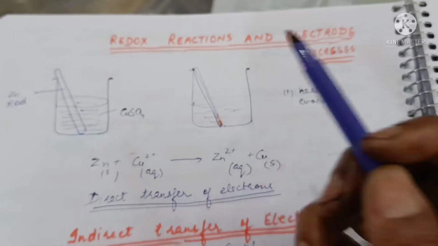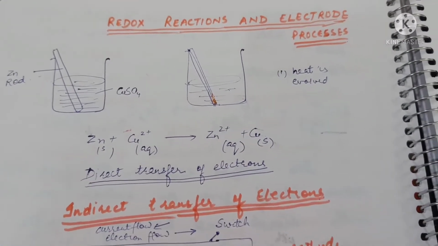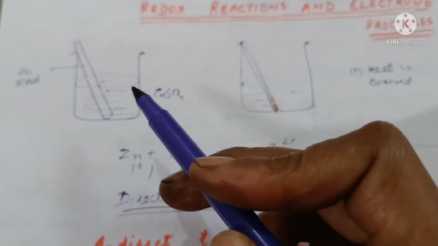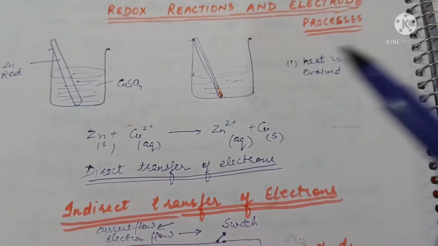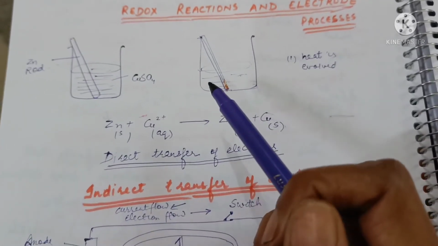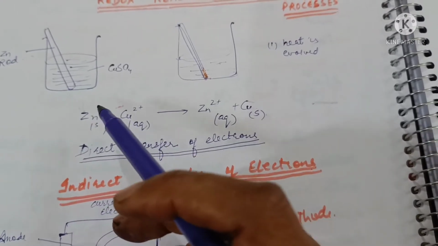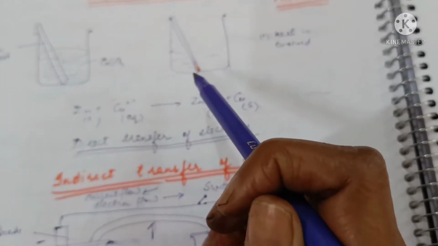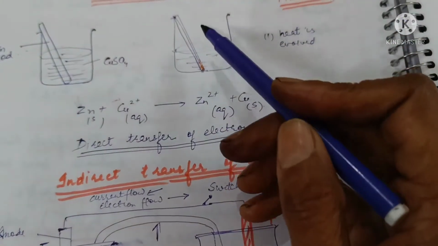Our topic for today is redox reactions and electrode processes. To understand electrode processes, let us consider this redox reaction where a zinc rod is placed in a copper sulfate solution. So after some time, what happens is zinc will react with the copper ions of the solution. It will give the electrons to copper ions. So reddish brown copper is deposited on the rod.